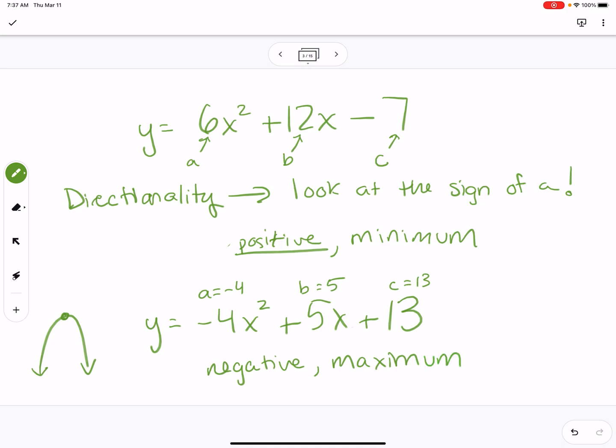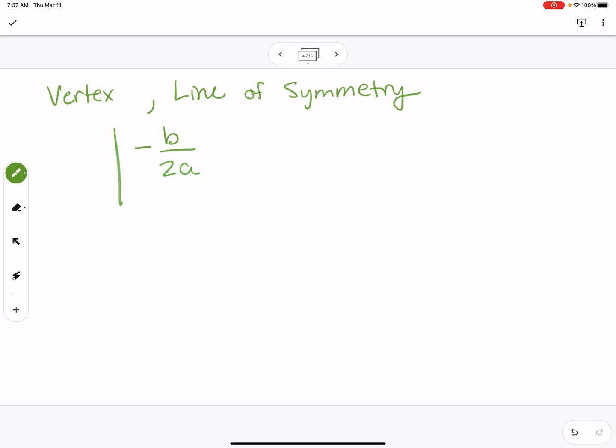Awesome. So those are our first two characteristics just by looking at an equation. The last set of characteristics we want to identify is the vertex and the line of symmetry, or the axis of symmetry. For this, there is a very specific formula. Our formula is negative b over 2a. This is one of those that if you want to get credit for this learning target, you do have to memorize that formula.